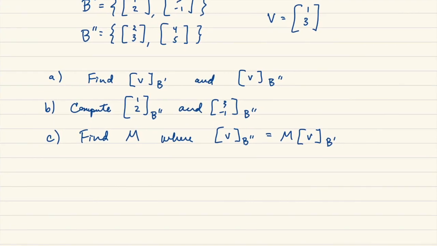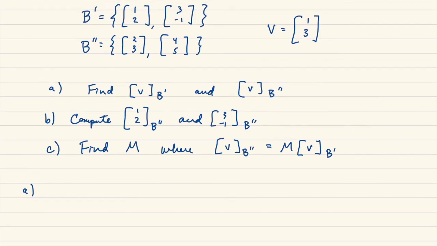For the first step, I've done all these calculations ahead of time just to save us a little bit of computational trouble, but you should really verify all these formulas that I'm putting in front of you here. What I want to do is find the vector v with respect to B prime and B double prime. So that means I want to solve the vector equation (1, 3) equals A times the vector (1, 2), plus B times the vector (3, -1). So I want to solve that for A and B.